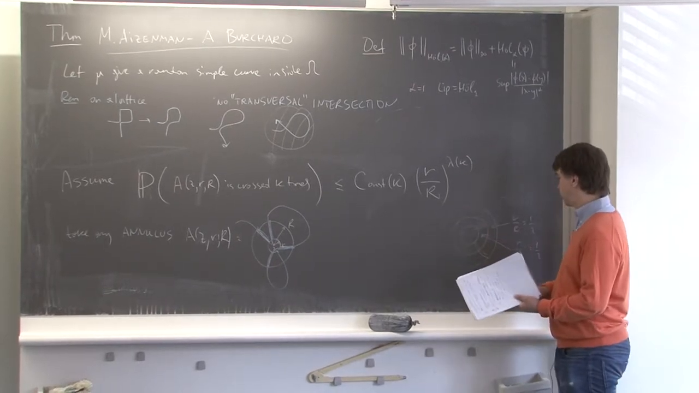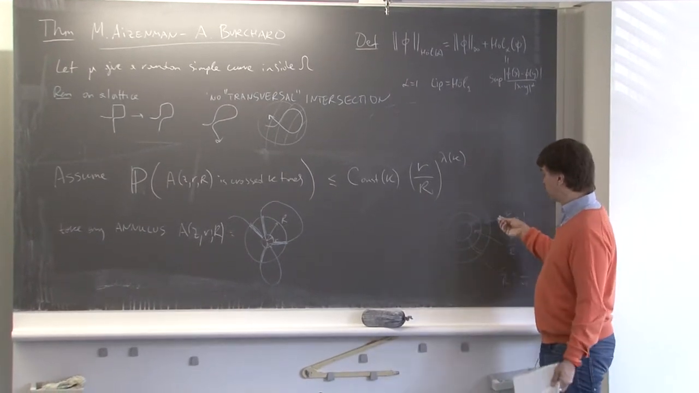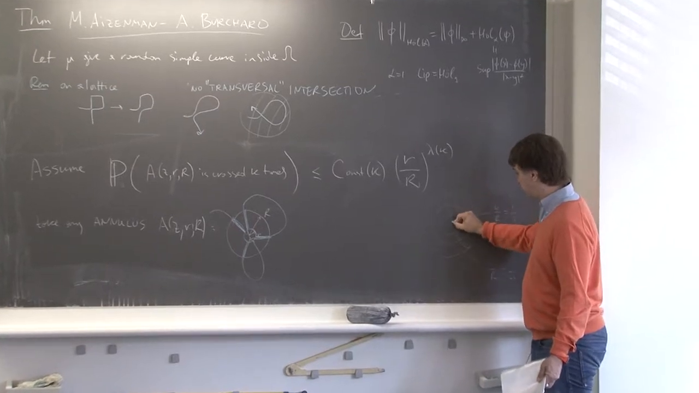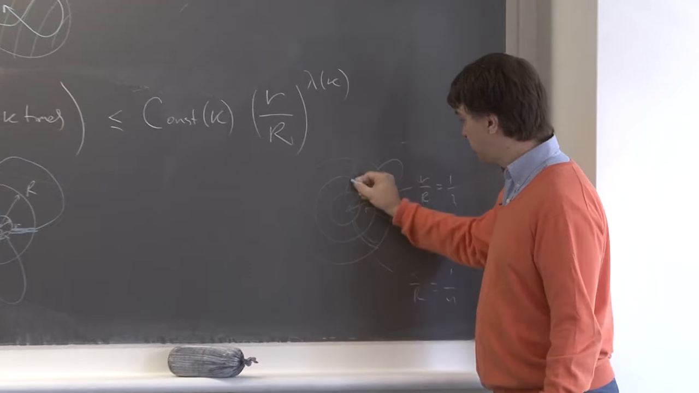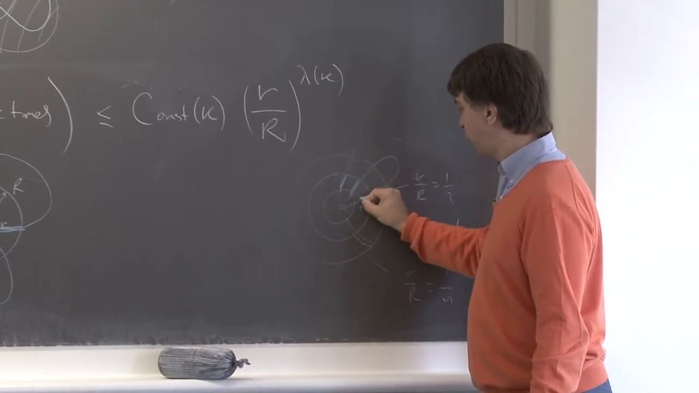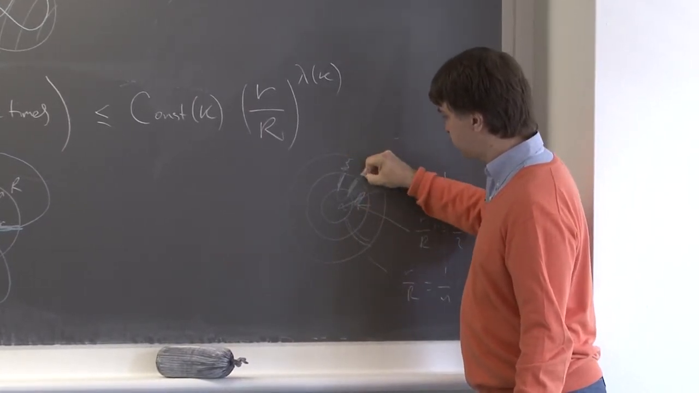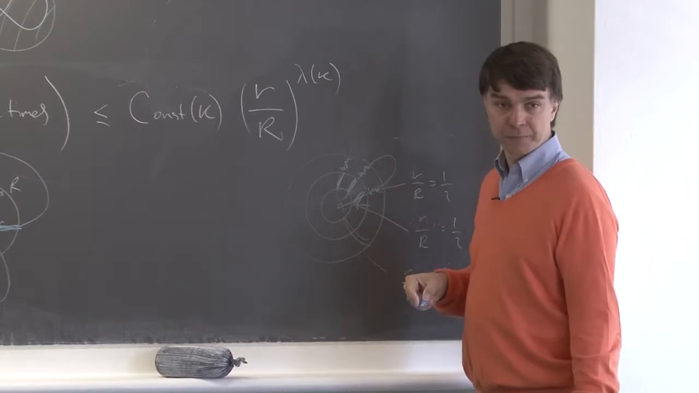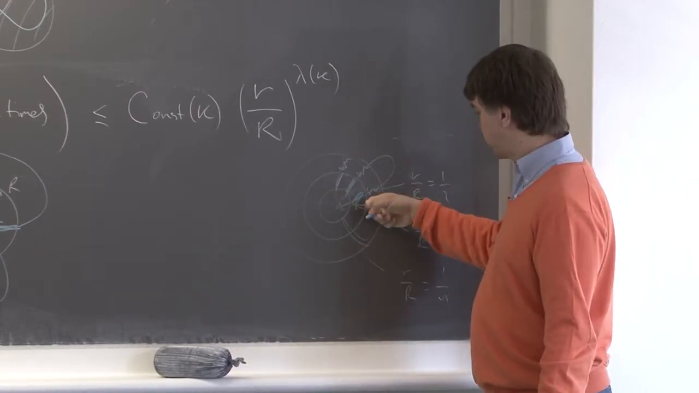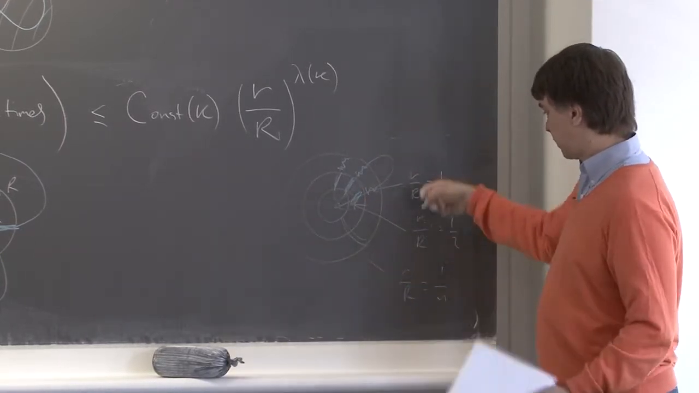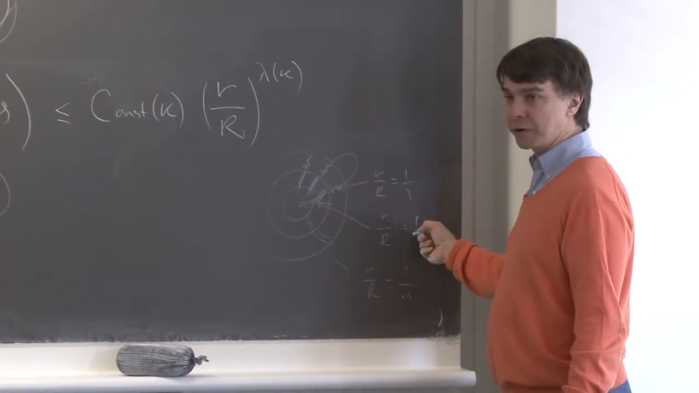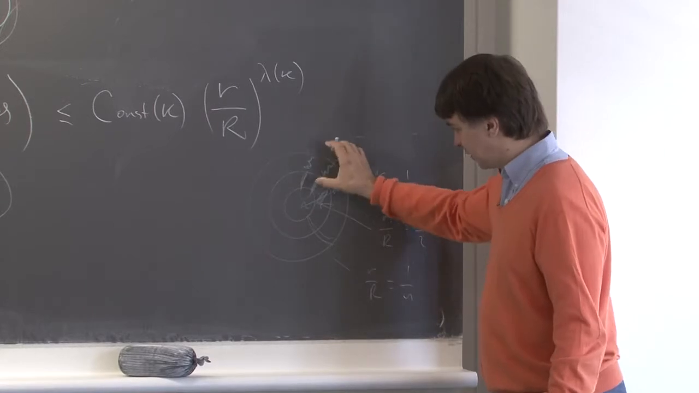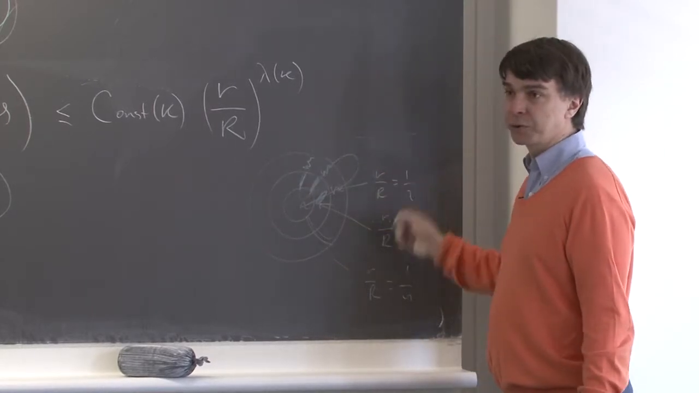Basically, if you have, for example, three crossings of the big annulus, it means that you have three crossings of the small one and three crossings of the bigger one. So the small one gives you an estimate r over R to some power. The big one gives you an estimate r over R to some power. Then for this thick annulus, you also get the product of these two estimates.